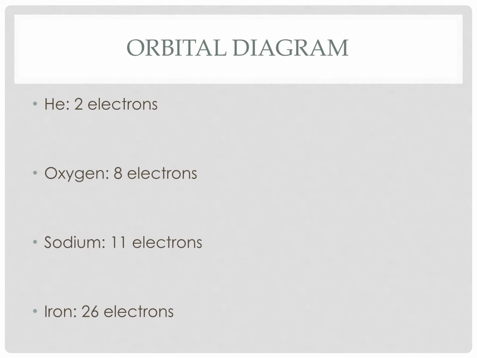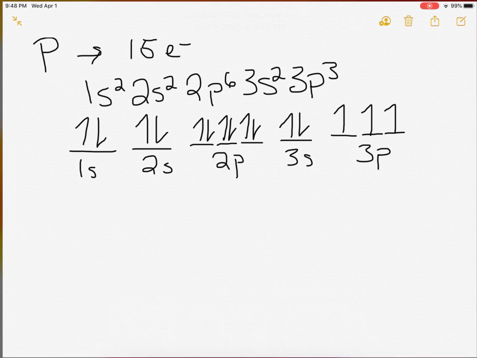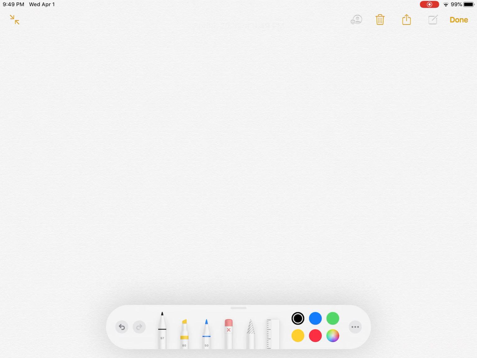Okay, we're going to do orbital diagrams for these electron configurations that we drew earlier. So first, helium. We know helium had a 1s2. Okay, so we're only going to draw 1 line because s only has 1 orbital. And we're going to put 1 electron going up, 1 going down.